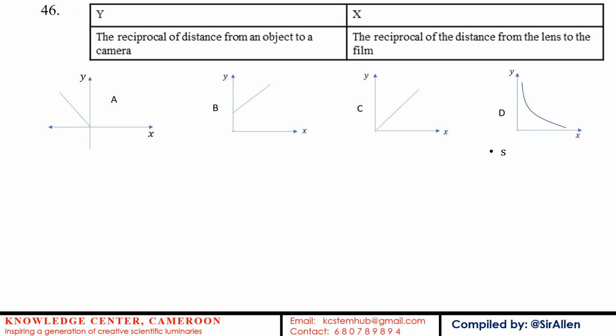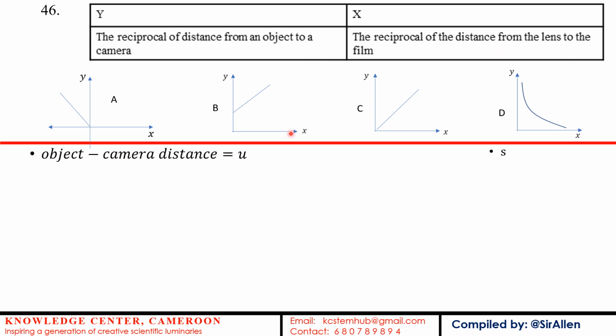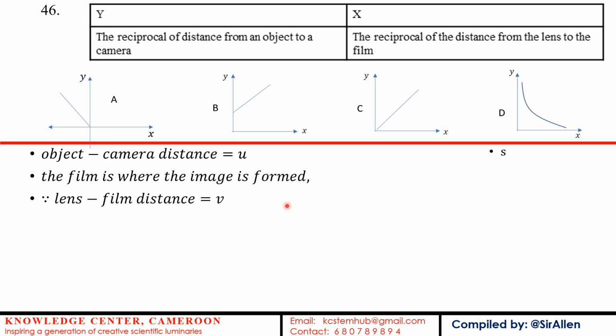Okay guys, now we go into the most important part of physics, which is graphical analysis. Physics paper 1, I must add. So the reciprocal of the distance from an object to a camera, the reciprocal of the distance from the lens to the film. Let's talk about this a little bit. Object camera distance is U. All right, the film is where the image is formed. I just need to make that clear. So the lens film distance is V, which is your image distance.